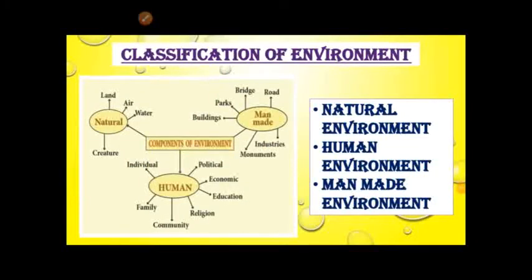Classification of environment. Environment is generally classified as natural environment, human environment, and man-made environment. The components of natural environments are land, air, water, and creature. The components of human environment are political, economic, education, religion, community, family, and individual. The components of man-made environment are buildings, parks, bridge, road, industries, and monuments.